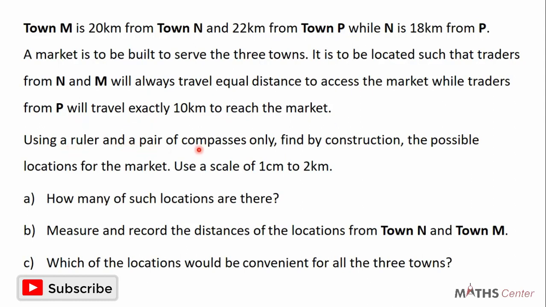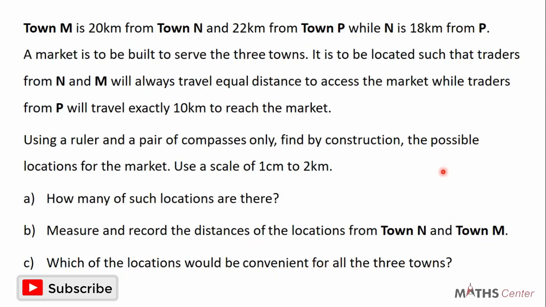Using a ruler and a pair of compasses only, find by construction the possible locations for the market. Use a scale of 1 centimeter to 2 kilometers. A. How many of such locations are there? B. Measure and record the distances of the locations from town N and town M. And C. Which of the locations will be convenient for all the three towns?